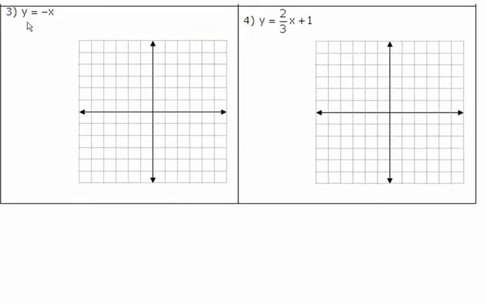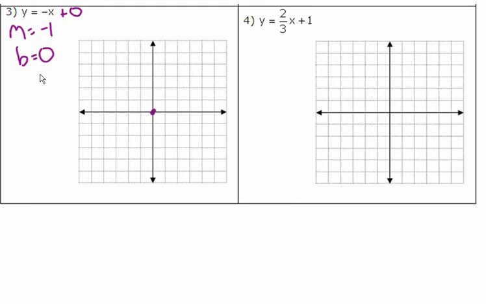So 2 more examples. Here, number 3, I have y equals negative x. There's no plus or minus anything. Remember, if there's no plus or minus anything, it must have been plus 0, because then we didn't need to write it. So in this case, my slope is negative 1. There's no number in front of x, it means it's 1. My y-intercept is 0. That means that my y-intercept, where it is on the y-axis, is 0. So it's right in the middle at the origin.